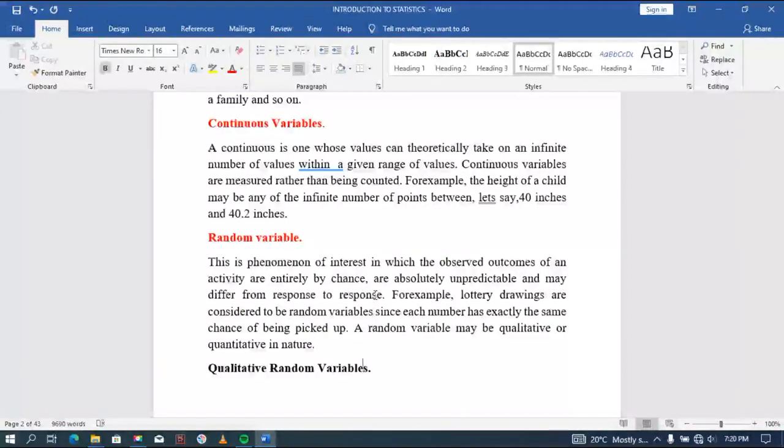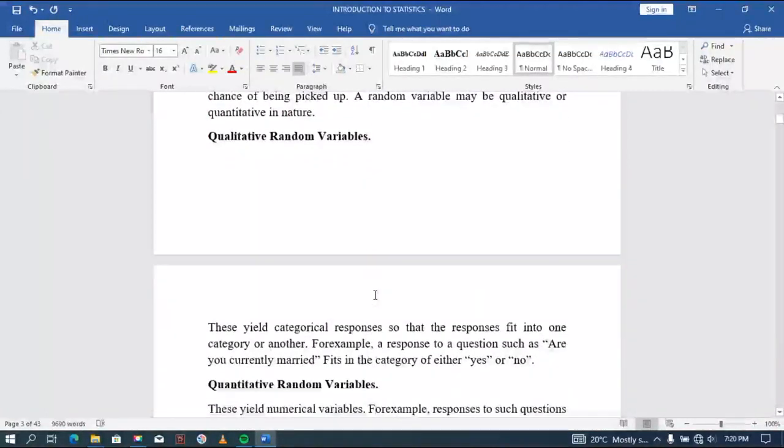Then we have qualitative random variables. Basically when we talk about qualitative, we mean variables that cannot be expressed in quantitative or statistical form.